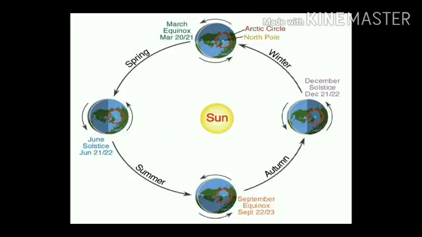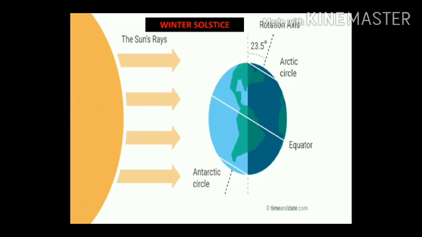Now, let's discuss about winter solstice. What is winter solstice? Here in this picture, you can see the position of the earth on 22nd December. On 22nd December, the southern hemisphere is tilted towards the sun. So the rays of the sun fall directly on the Tropic of Capricorn. As a result, a larger portion of the southern hemisphere gets light from the sun. Therefore, it is summer in the southern hemisphere. During this period, in the southern hemisphere, days are longer than nights.